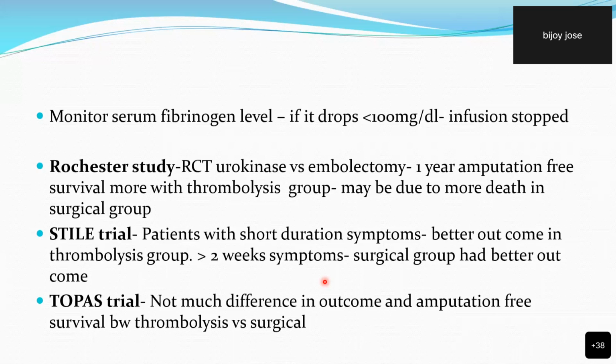In the TOPAS trial, they didn't find much difference in outcome and amputation free survival between the thrombolysis and surgical groups. So these are the trials done to compare the efficacy and long-term outcome of thrombolysis versus embolectomy.